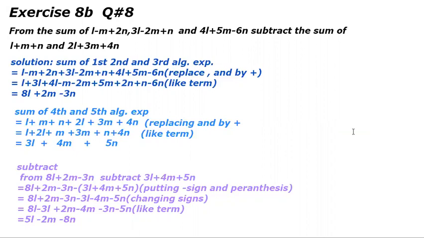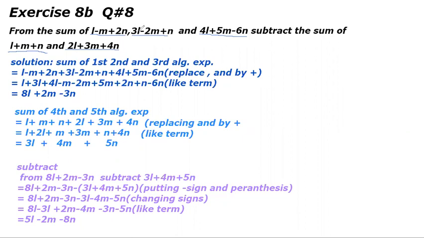In this question, you can see these are 5 algebraic expressions. First algebraic expression is this one. Second algebraic expression is this one. And third algebraic expression is this one. Fourth algebraic expression is L plus M plus N, and fifth algebraic expression is 2L plus 3M plus 4N.